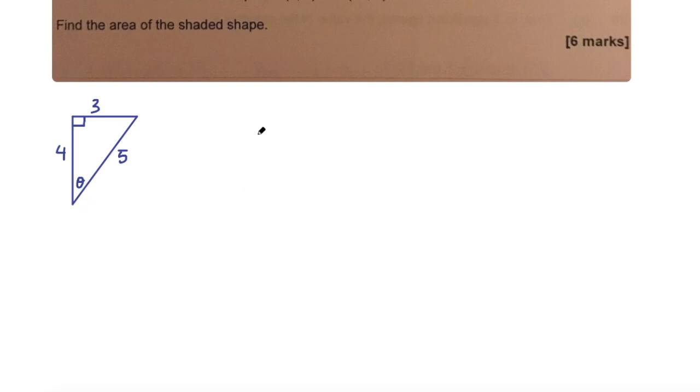So I can use any trigonometric ratio you like, because we know all of the sides of this triangle. So I'm going to use sine. The sine of theta is the opposite side over the hypotenuse. What we mean by that is the opposite to the angle. So the opposite side to the angle is 3. The hypotenuse is the longest side, that's 5, so the sine of theta is going to be 3 over 5.